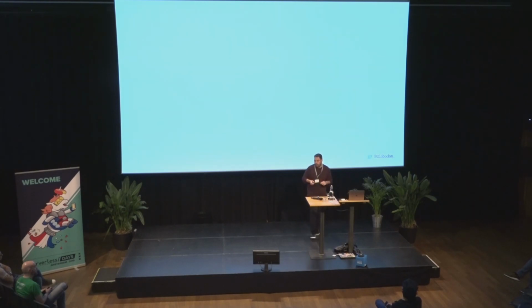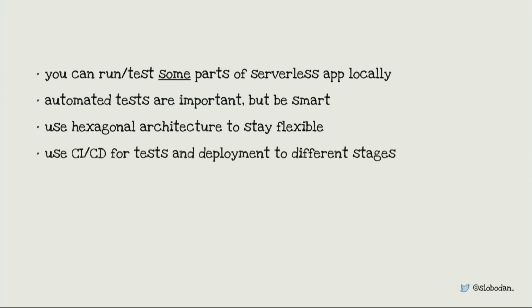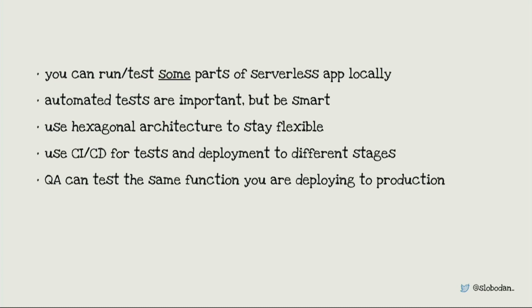Let's go to a really quick summary because I'm running out of time. So you can test locally some parts of your application, but not everything. You should use automated tests, and they're really important, but you need to be smart and test important things. You can use hexagonal architecture to stay flexible and be able to even migrate some things and test things in isolation and things like that. You should use CI and CD to do test deployments and to automate everything. Your QA team can test the function that can be promoted to production function. So that's really a great way to do everything.